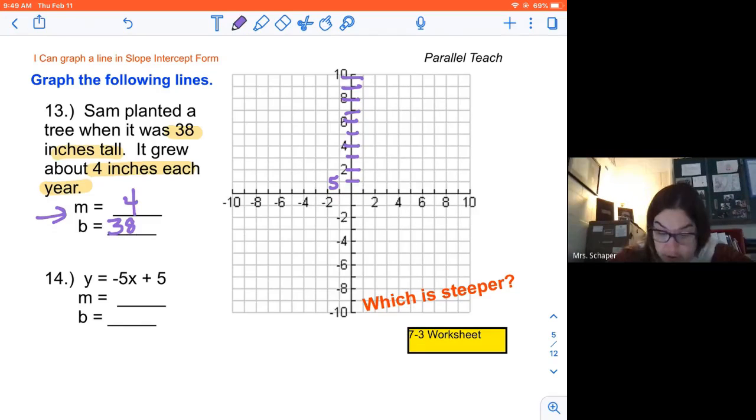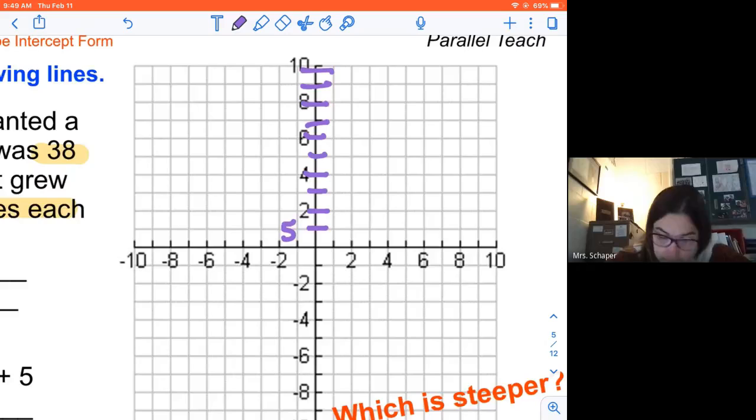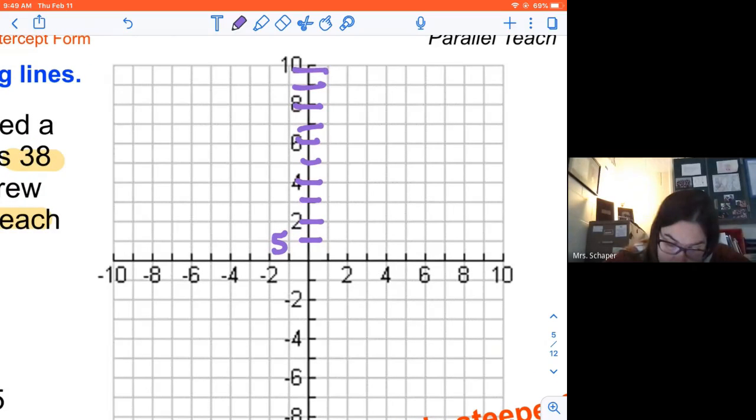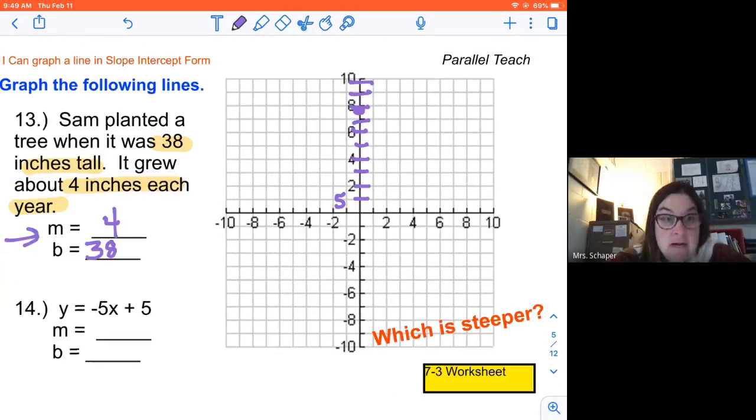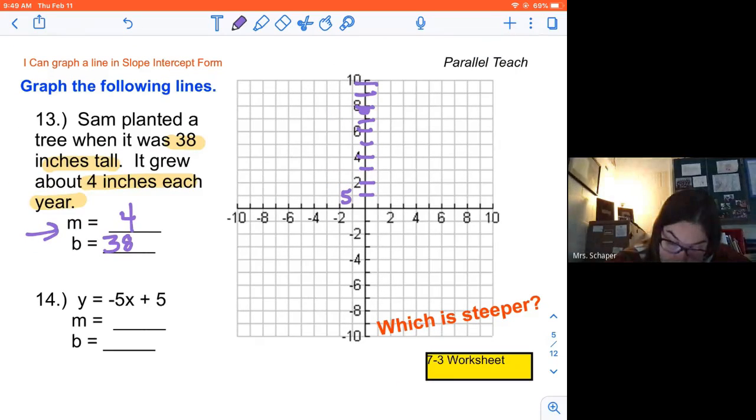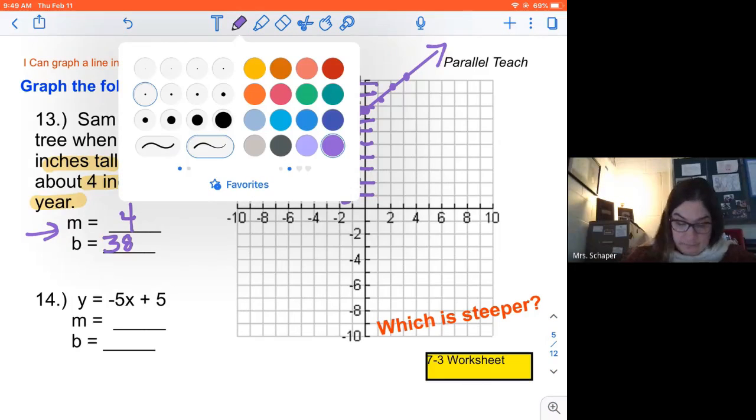So if I'm going to start at 38, that means I'm starting right about here, right underneath 40. And I rise 4 every year. So 38 plus 4 is 42. 42 plus 4 is 46. 46 plus 4 is 50. So this is what my line's going to look like. Whew, how about we draw that one again? There. Now let's try the next one.